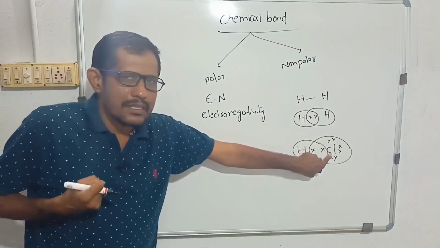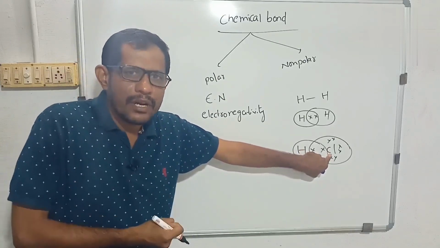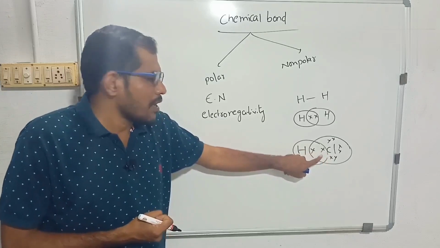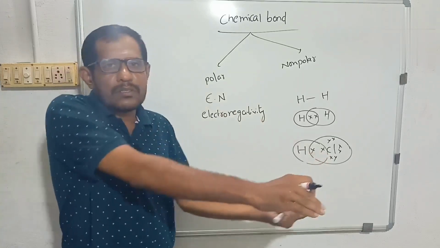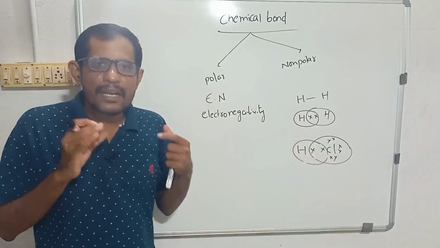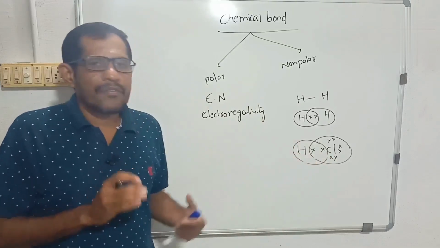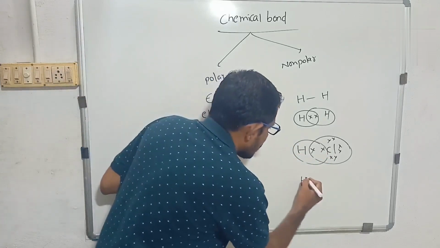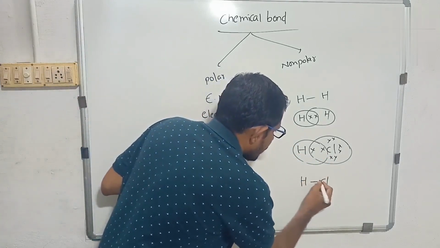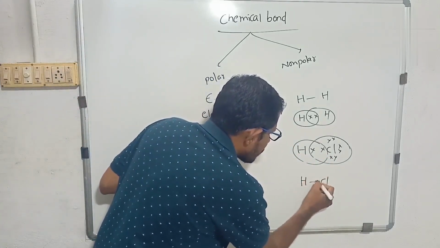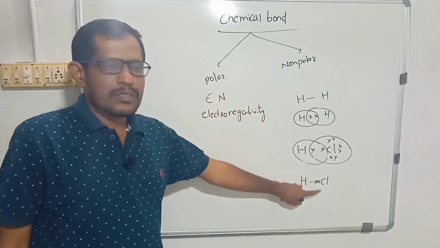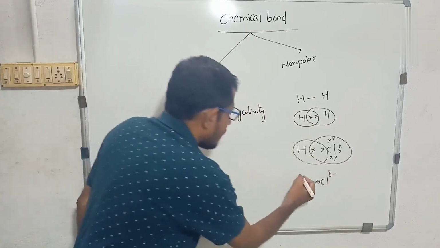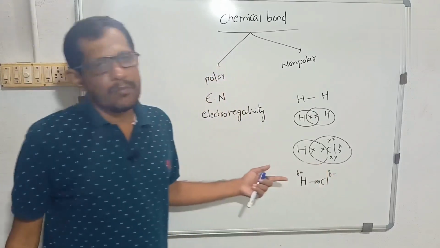Since chlorine has high electronegativity, the shared pair of electrons moves more towards chlorine. That's why chlorine will develop a partial negative charge and hydrogen will develop a partial positive charge.